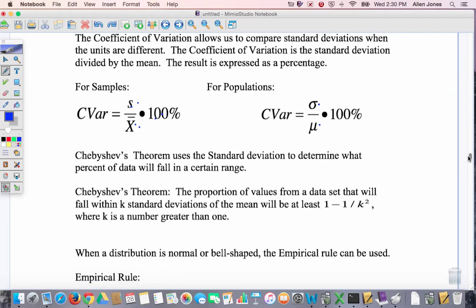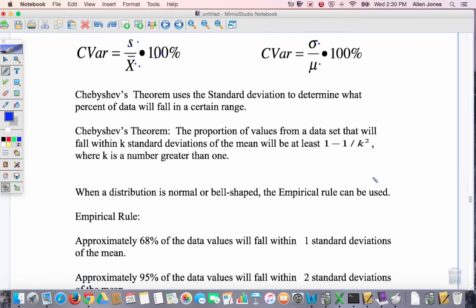Chebyshev's theorem is a theorem that uses a standard deviation to tell us what percent of data will fall within a given range. So let's say the mean on our last stats test was, I'll just say, a raw score of 54. I might want to find out what percent of the scores are going to fall between, say, 39 and 69. Okay, so I would use Chebyshev's theorem.